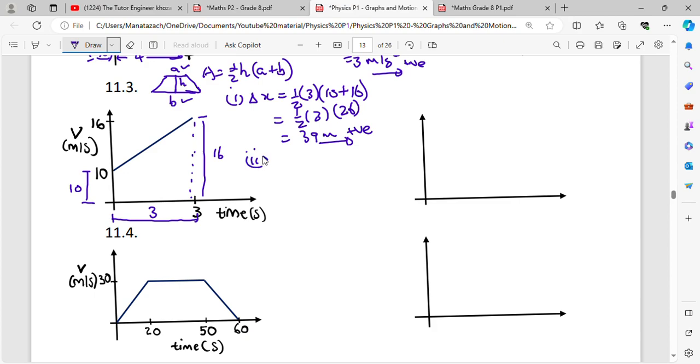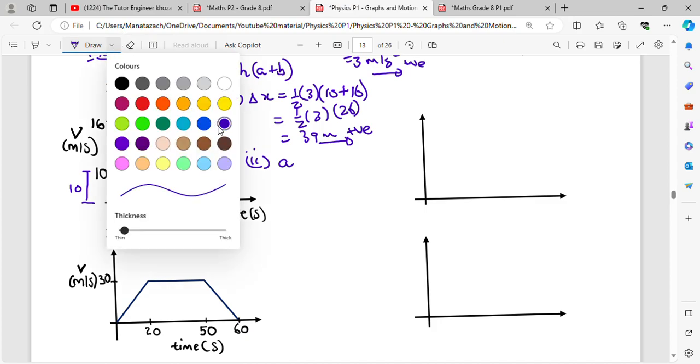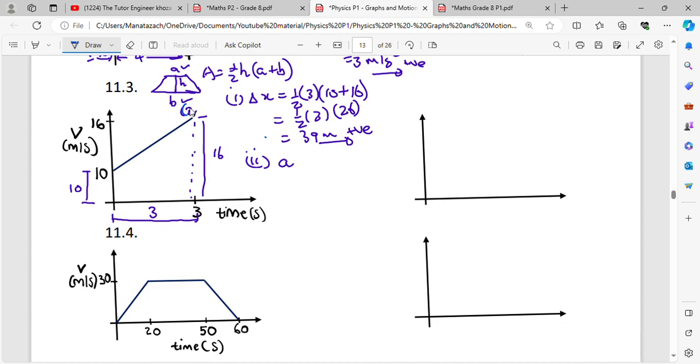Then when it comes to the acceleration, we're dealing with the slope, so the coordinate here is 3. Okay, let me just choose a color so that we don't confuse ourselves. So here we have 3. The coordinate here is 3 and 16. The coordinate here is 0 and 10. So let's work out the acceleration.